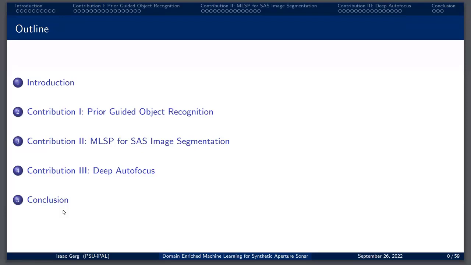Contribution 1 is going to be an object recognition contribution. So I have a sonar image and I'm trying to determine if some object of interest is in that image. For contribution 2, this is going to be an image segmentation problem. So I'm taking a large SAS image and segmenting it into different relevant oceanographic pieces. For the 3rd contribution, we're going to be looking at image quality improvement. So if I get a sonar image and the quality is not sufficient, there are ways that I can improve that. And then finally, at the end, I'm just going to wrap up and summarize the body of work that was done here, and then I'll open it up for questions.